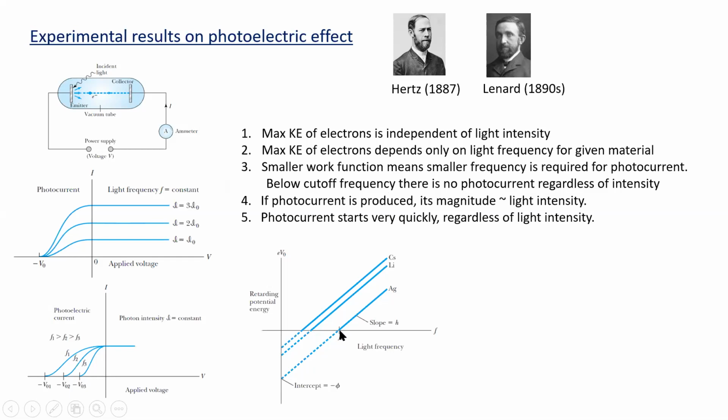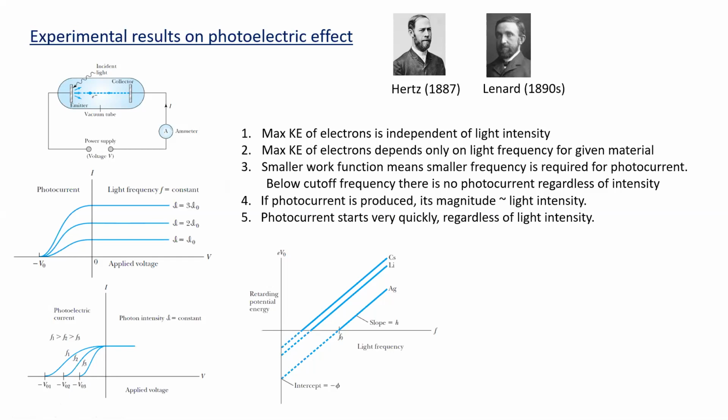So we can see that, that's indicated by these dashed lines. If we go below a certain frequency for silver, we don't get any current. That's indicated by these dashed lines. We have essentially a negative back voltage, which indicates we don't need to stop the electrons at all. There are no electrons coming at all.